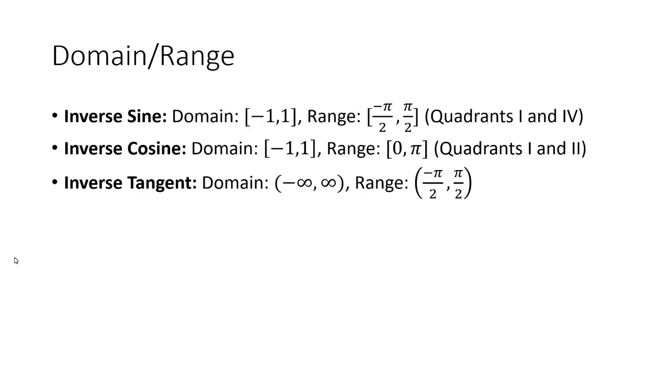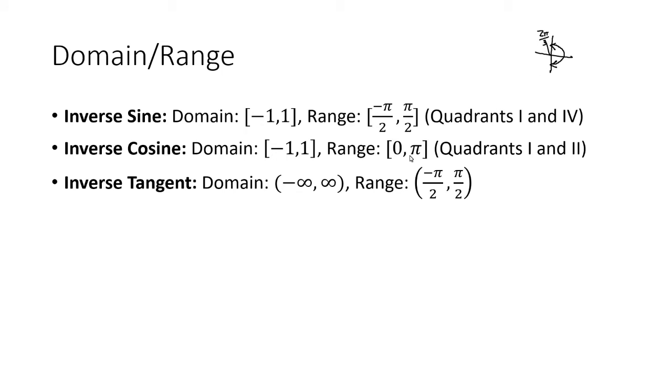Okay, so these are the domains. For the inverse functions, you can only use the angles included within the domain. So that means for the inverse sine, you can only use quadrants 1 and 4. You can only use angles within here. That means you can't use an angle, let's say 2 pi over 3, which would be right about there. You can't use it for the inverse sine.